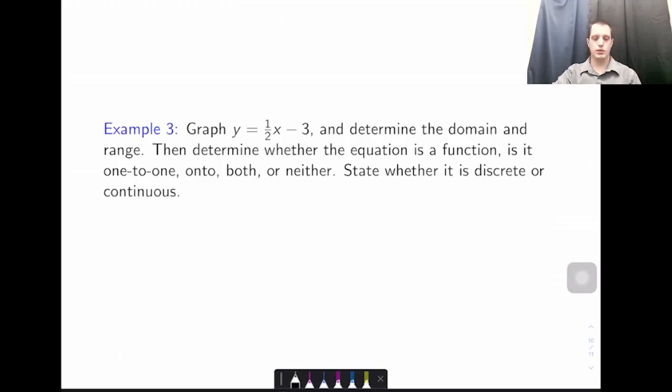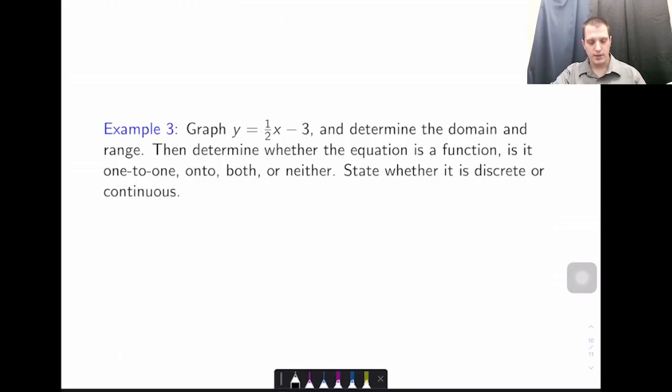Okay, I'm going to do that last one first. Because we're given an equation, it's going to always be continuous. I'm going to put a little asterisk there. It might not always be continuous, but in this case it will be because there's no issues where we're possibly dividing by 0. So in this case, it'll be continuous.